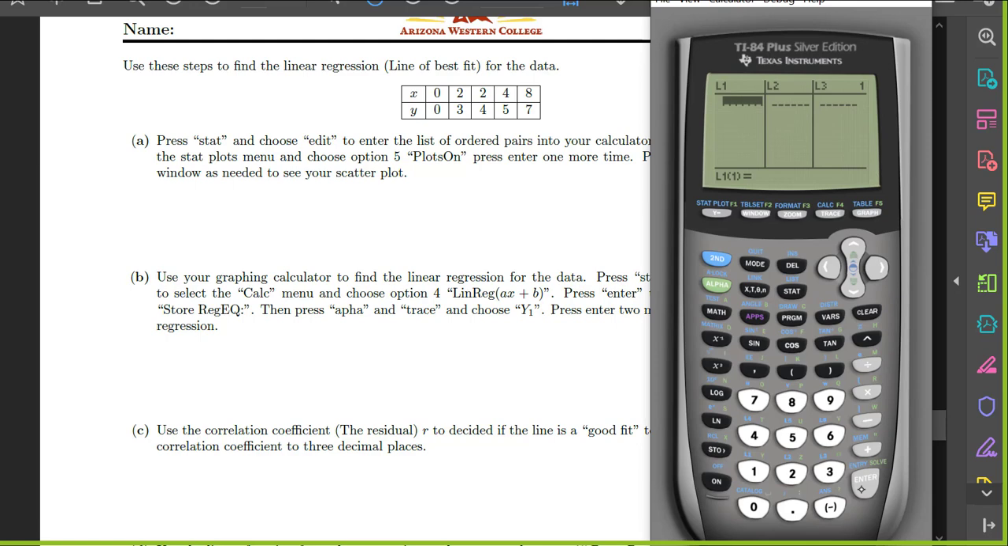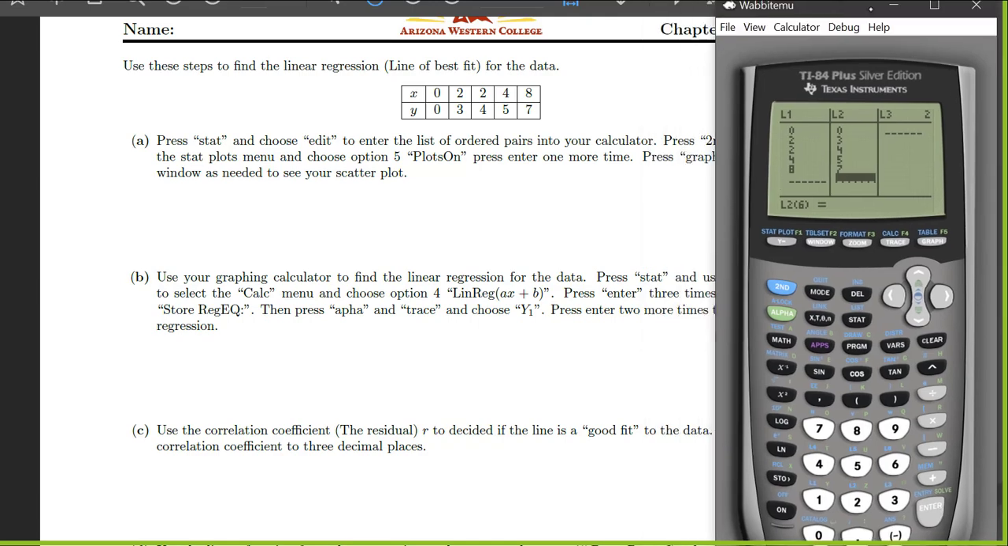All right, so now L1, we're going to put in our X's. So we go 0, 2, 2, 4, and 8. We use our right arrow, we go to L2, and in L2, we're going to put our Y's. So we go 0, 3, 4, 5, and 7. So we've now successfully entered our X's in L1 and our Y's in L2. These lists absolutely have to have the same length. So make sure that you've entered all of your data.